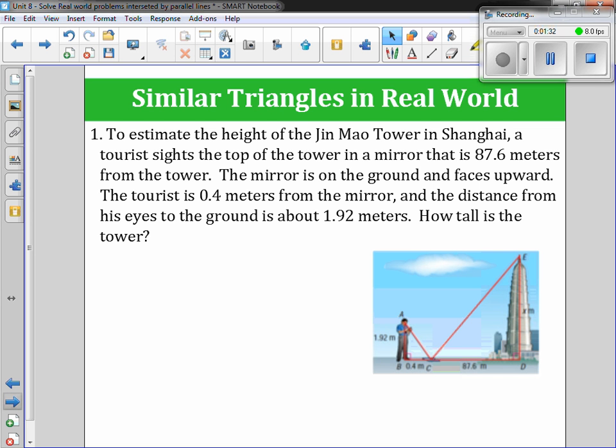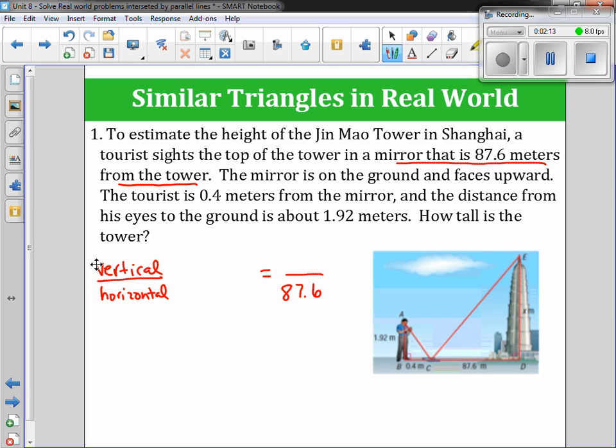Let's first decide what information we are going to be using. We have a vertical distance, which is the height, compared to a horizontal distance, which is the distance from him to the mirror or the mirror to the tower. So that is the way we are going to set up our ratio. Let's take a look in our sentences to figure out what we can underline to help us. We know that the mirror is 87.6 meters from the tower. That means we have a horizontal distance for the mirror.